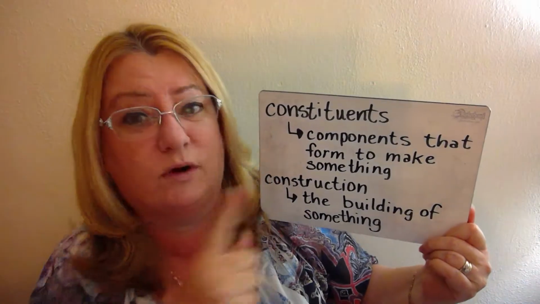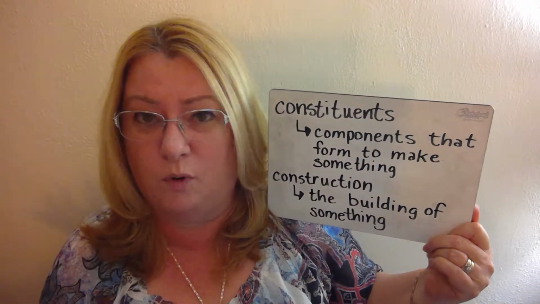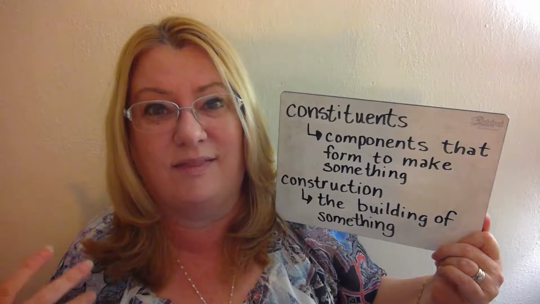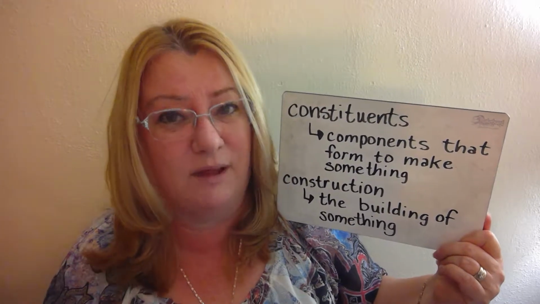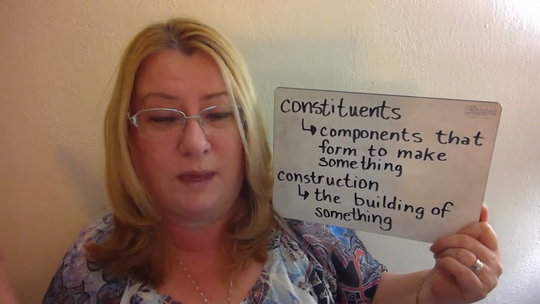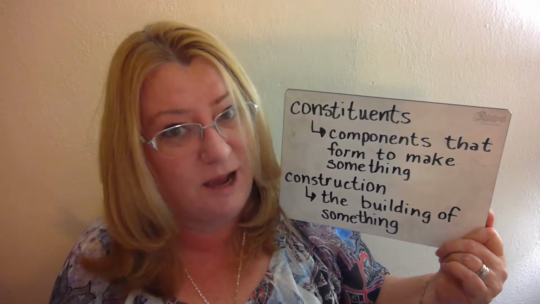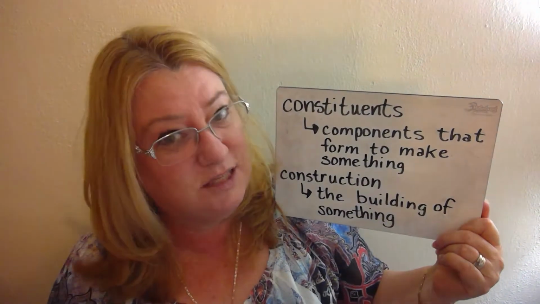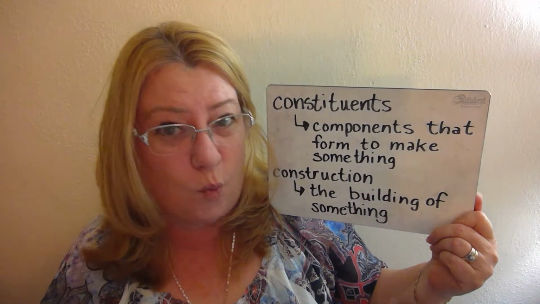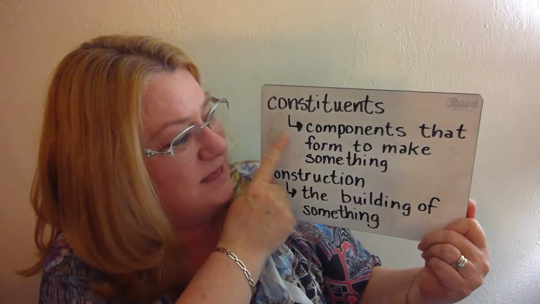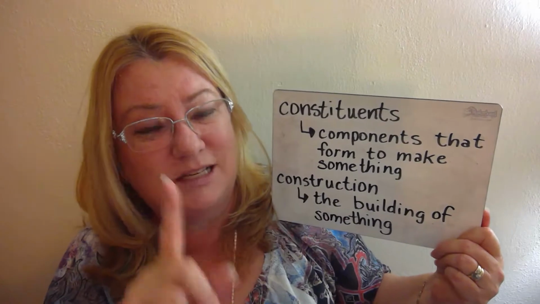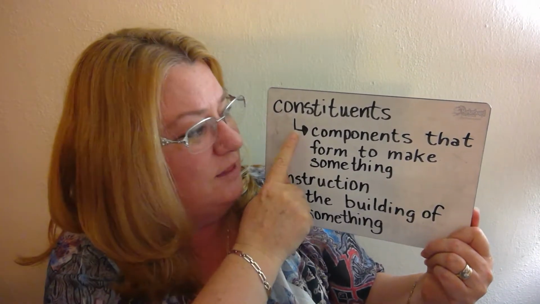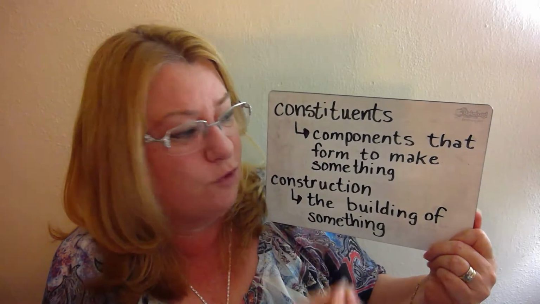Because when I hear the word constituents, I'm thinking of the people who are voting, the people who reside in an area and they are members of the public and they will be voting for people to represent them in government. That's what my first idea is when I hear constituents. But yet within grammar, it is the components. Just as the people are the part of the group, the components or the parts of grammar.